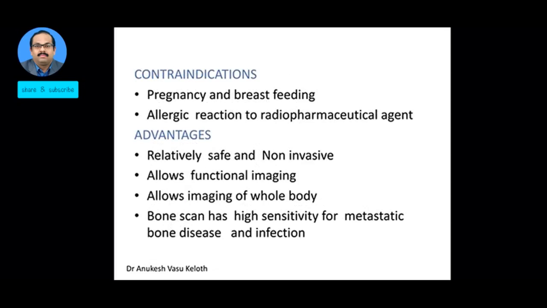Now, what are the contraindications? As it involves a lot of radiation, and radioactive elements are injected, it is contraindicated in breastfeeding as well as in pregnancy. Then also in those who have allergic reaction to the radiopharmaceutical agent.